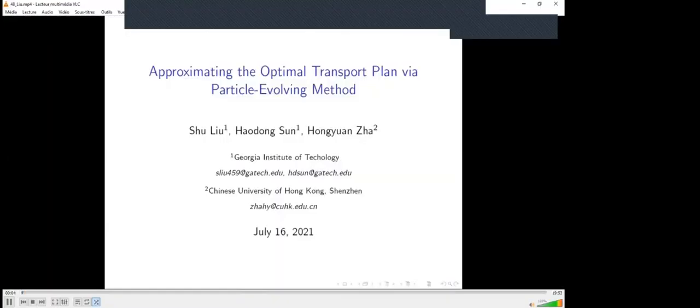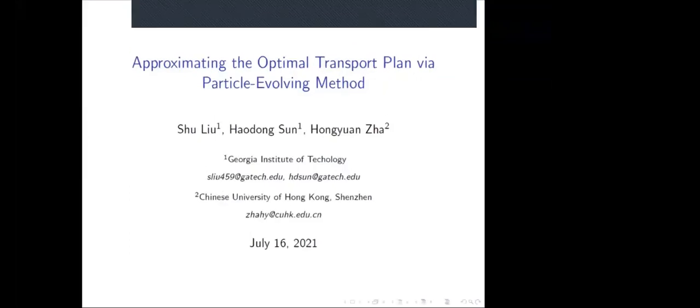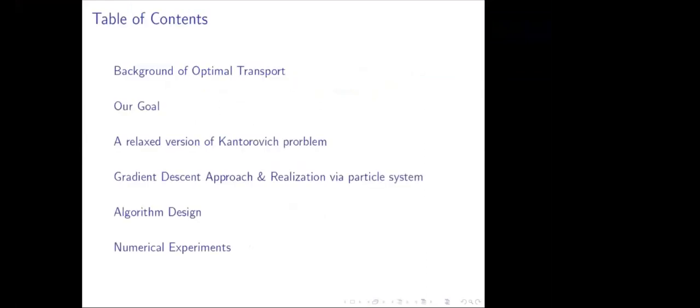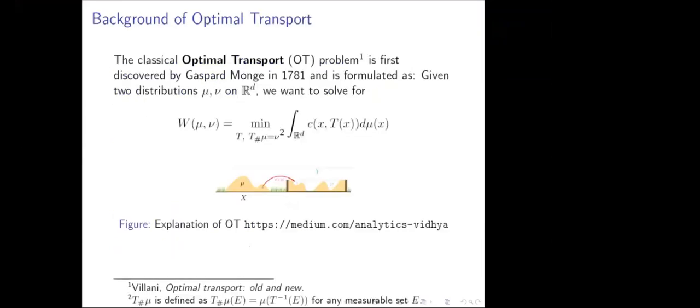Okay, so we are very happy to get the chance to present our work at the GSI conference. The title of our presentation is Approximating the Optimal Transport Plan via Particle Evolving Method. My name is Shu, and I will present the first part. Later, one of my collaborators, Haodong, will present the second part. We decided to divide our presentation into different sections. We will first start with the background.